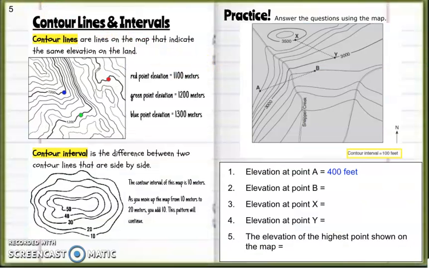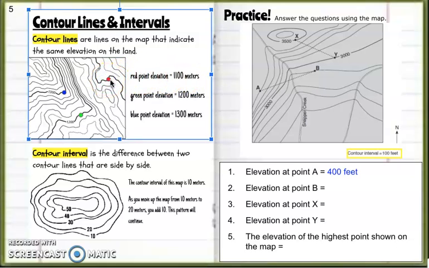Now we're going to talk about contour lines and intervals. A contour line is a line on the map that indicates the same elevation on land. Remember, the word elevation means height above sea level. Everything on that line is going to be the same. For example, the red point. If I look at the red dot right here, I see that it's 1,100 meters, because right there it says 1,100 meters. So anything on this whole line is equal to that.